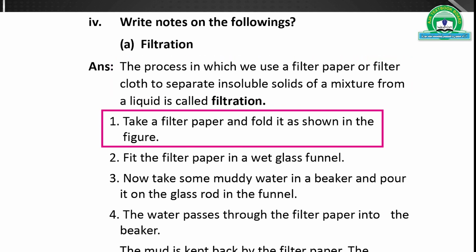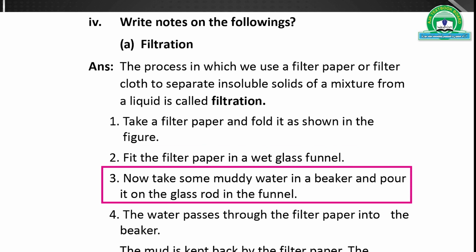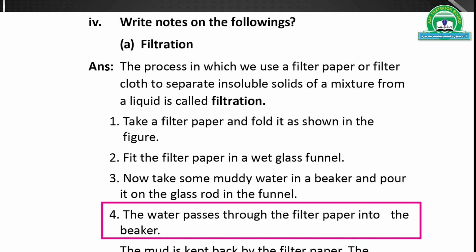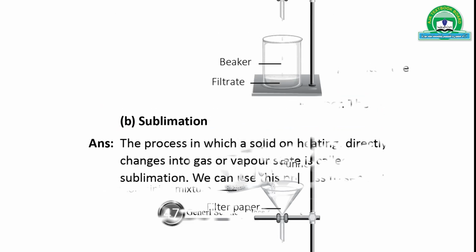Take a filter paper and fold it as shown in the figure. Fit it in a wet glass funnel. Now take some muddy water in a beaker and pour it along the glass rod into the funnel. The water passes through the filter paper into the beaker. The mud is kept back by the filter paper. The process is called filtration.